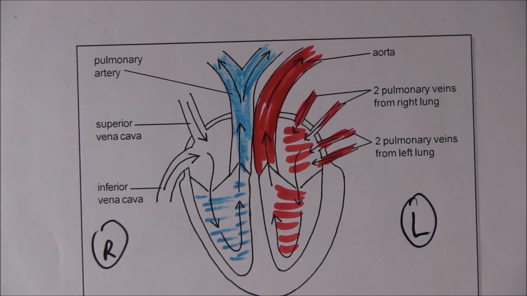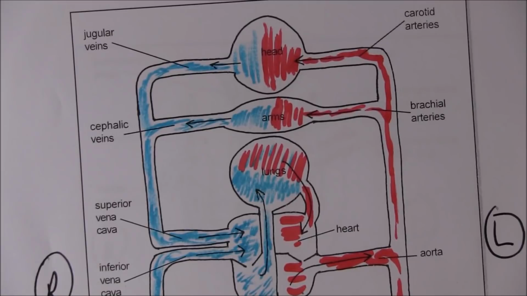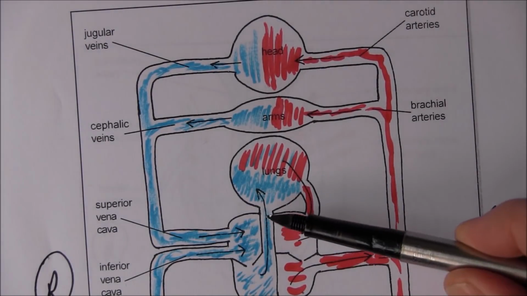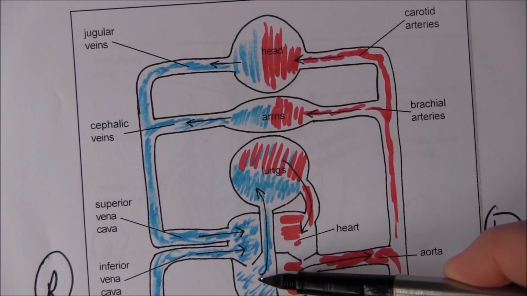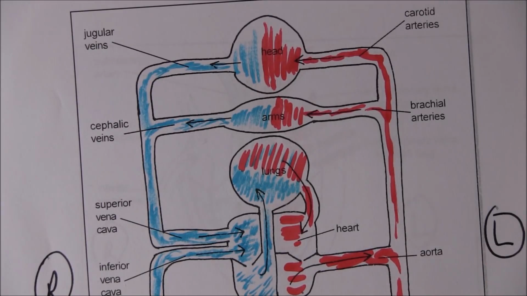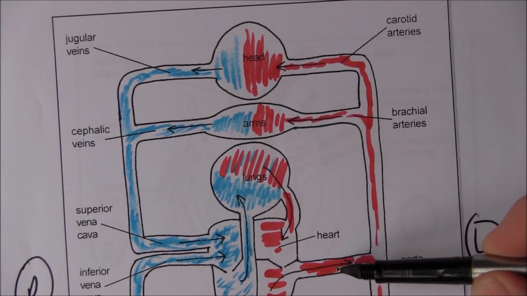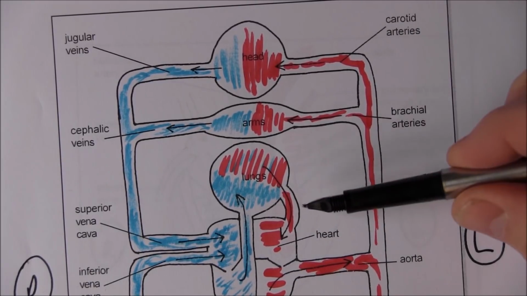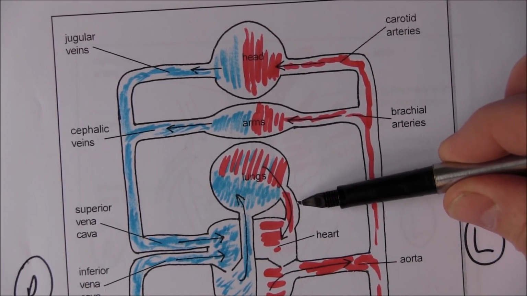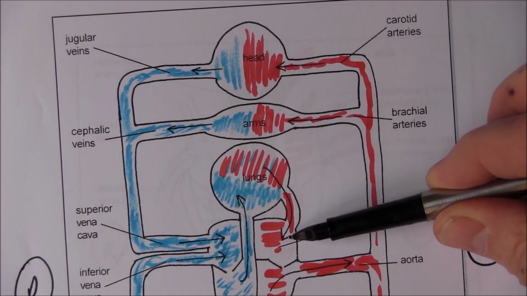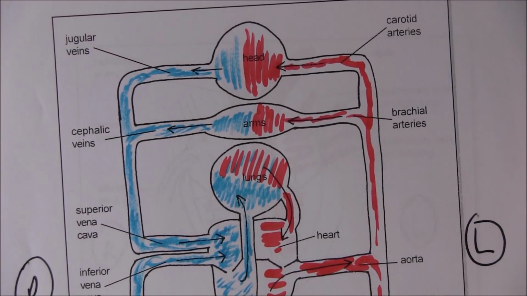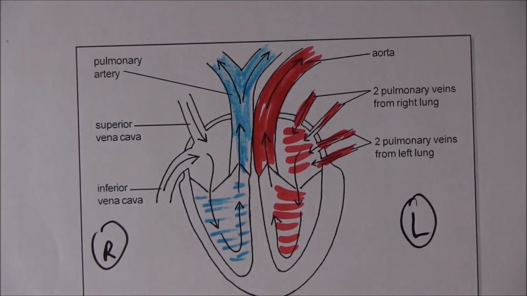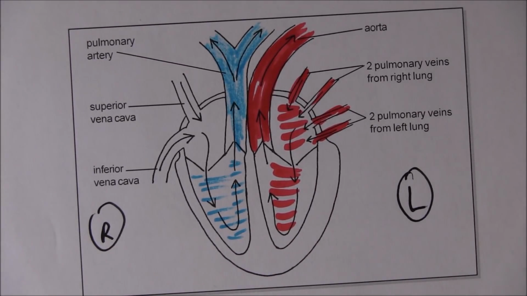So if we just remind ourselves on the previous diagram, what we had was that was the pulmonary artery there, taking blood from the right ventricle to the lungs, and that's the aorta just there, taking blood from the left ventricle to the body, and that was the pulmonary veins there, taking blood from the lungs back to the left side of the heart. So that's just a bit more detail on that.